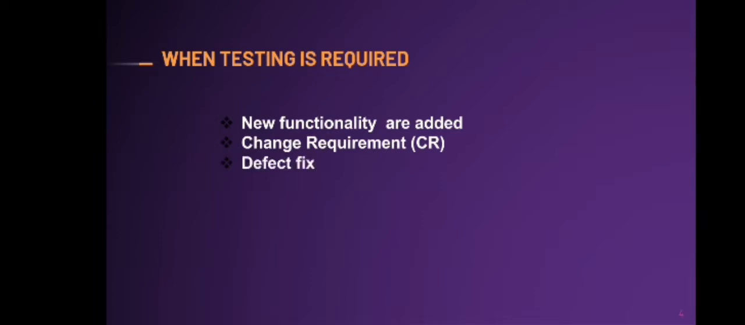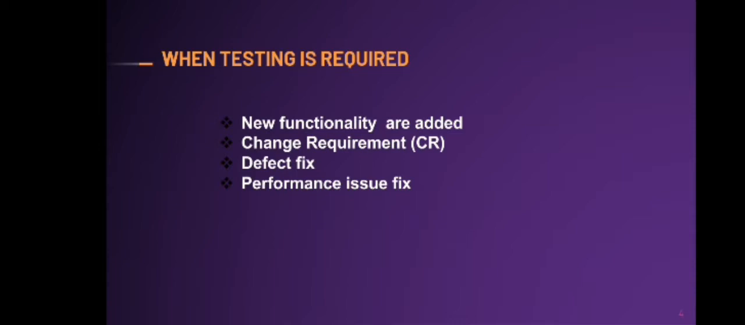The next, defect fix. Let's say, for example, assume the login button is not working in the login page and the tester reports a bug stating that the login button is broken. Once the bug is fixed by the developer, testers test it to make sure the login button is working as per expectation. Then next, performance issue.